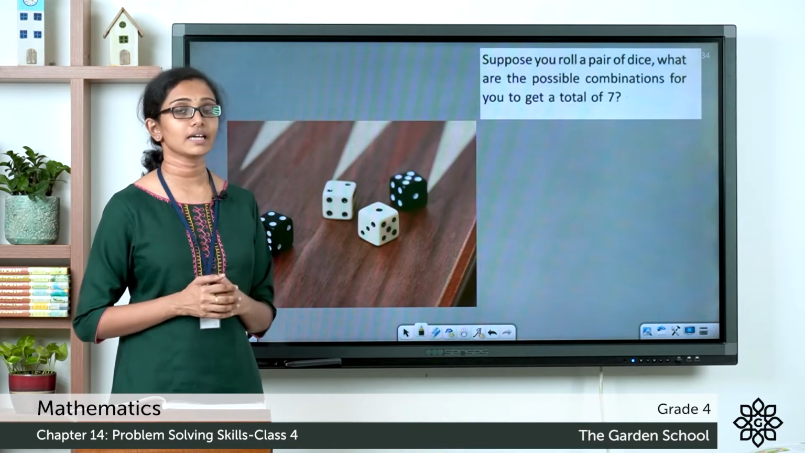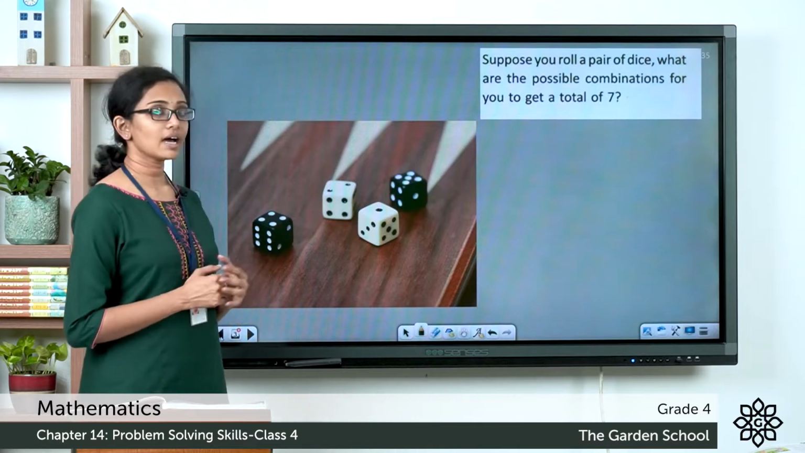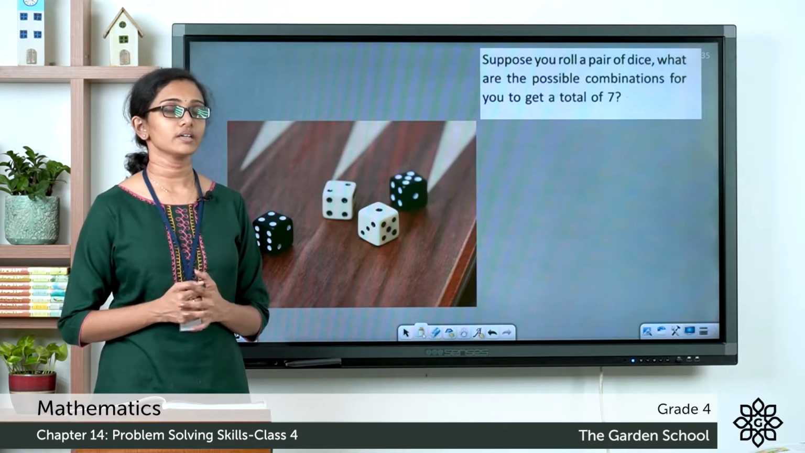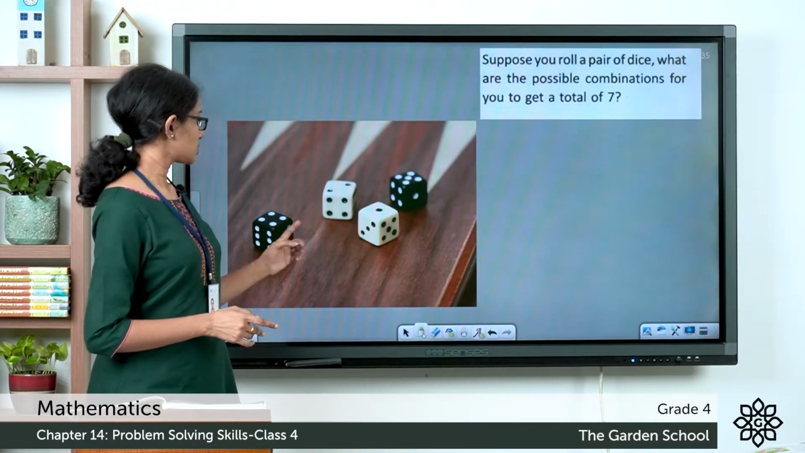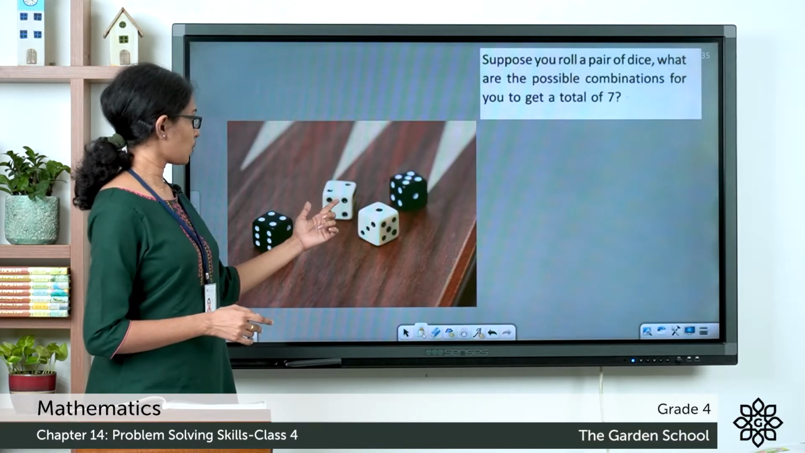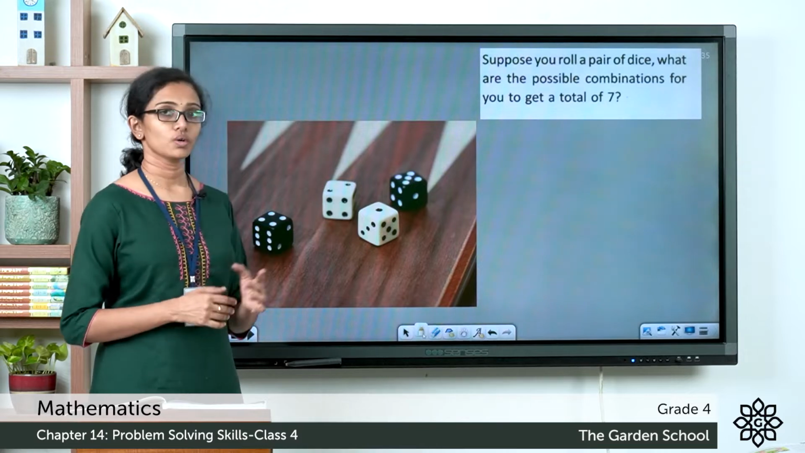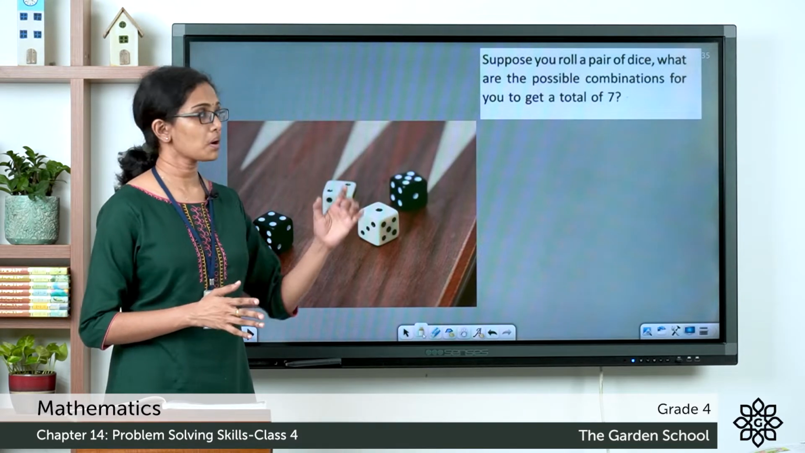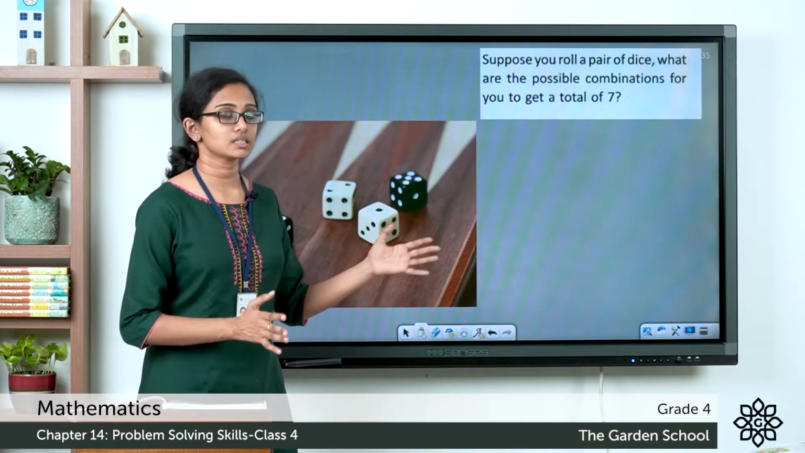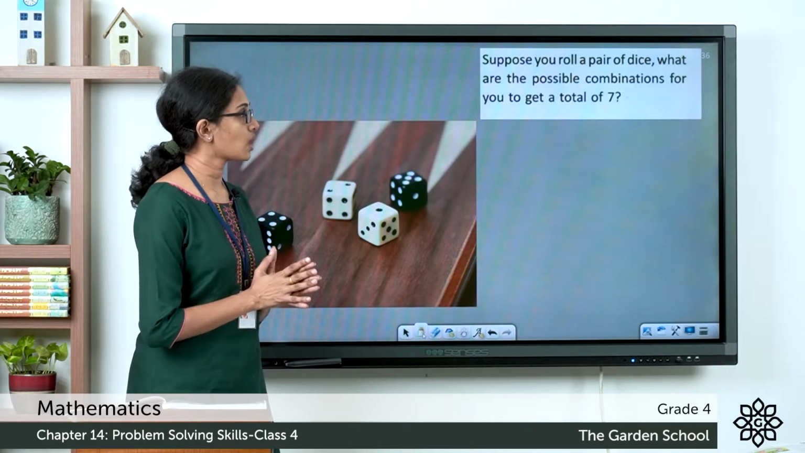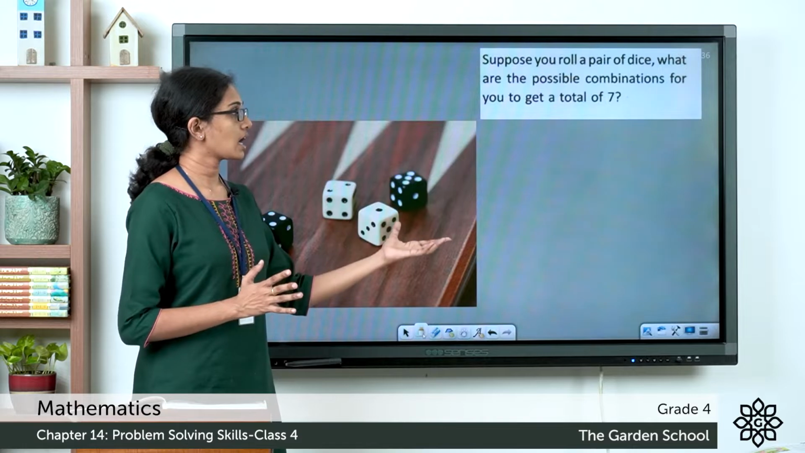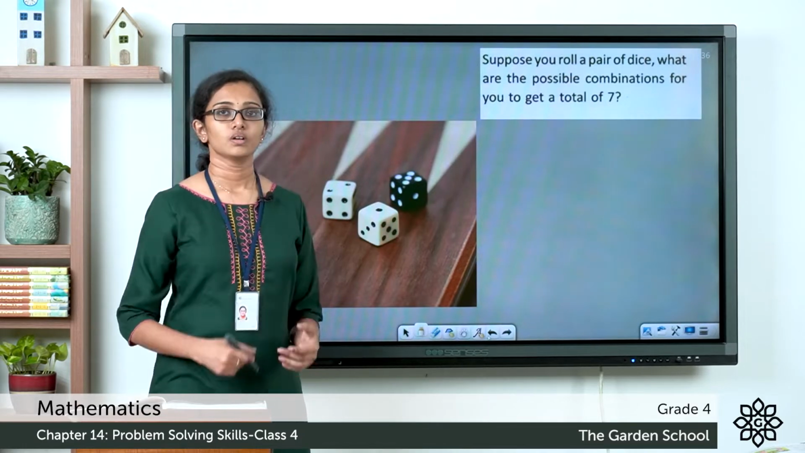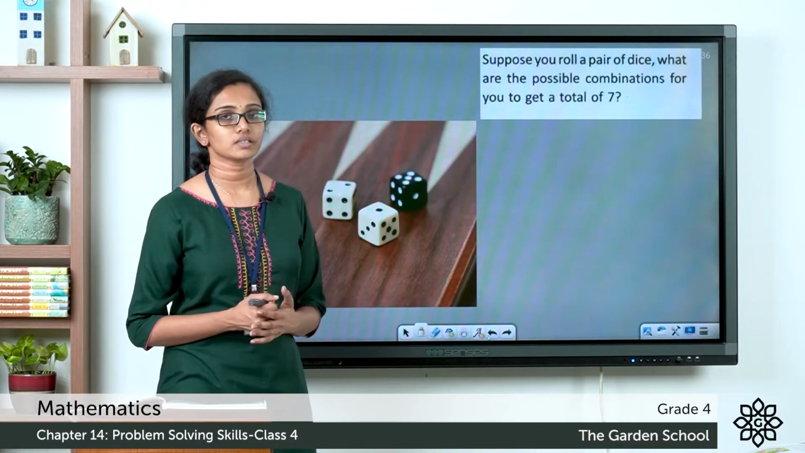So you all have seen a die. This is what they look like. So on a die, you can see markings or dots corresponding to number 1, 2, 3, 4, 5, 6. So you have markings for numbers from 1 to 6. Here in this question, you are asked to find out the total number of possible combinations which can give you a total of 7. So let's see the possible cases.